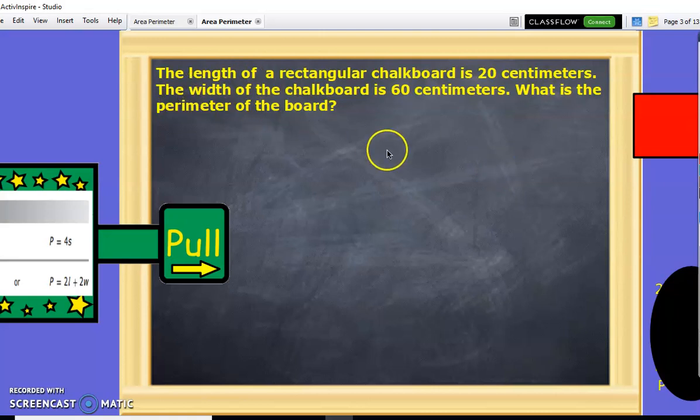The length of a rectangular chalkboard is 20 centimeters. The width of the chalkboard is 60 centimeters. What is the perimeter of the board? The problem is wanting us to find the perimeter.